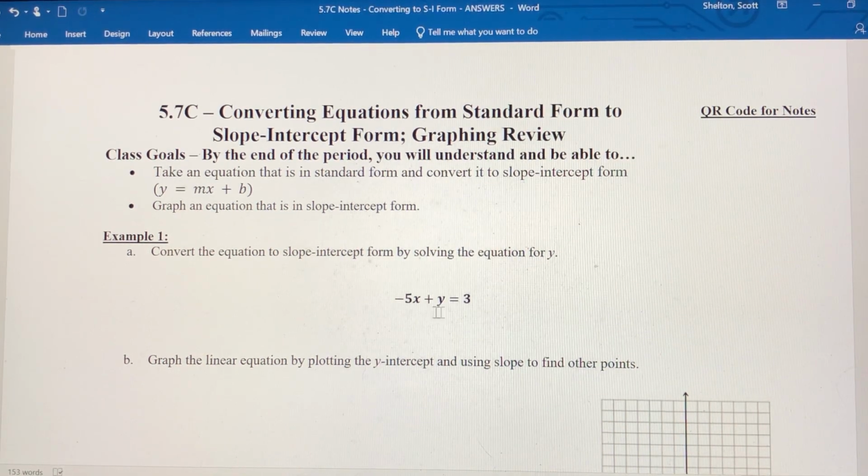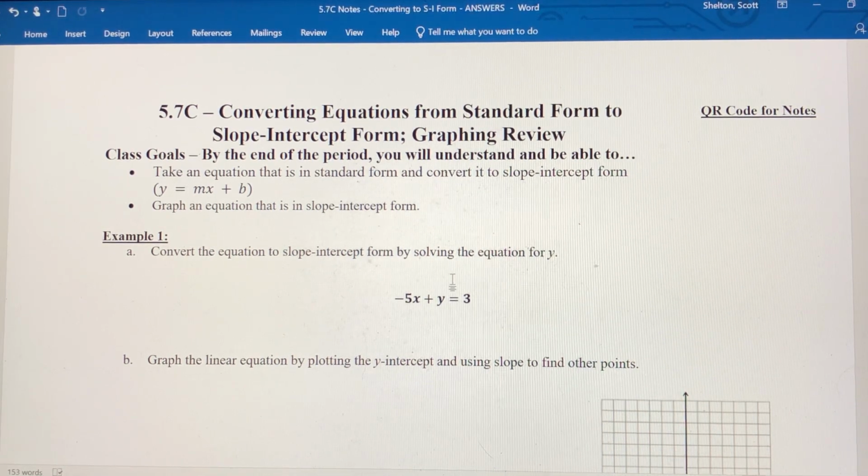So we've got an equation here that's considered to be in standard form: negative 5x plus y equals 3. And we want to write that in slope-intercept form, which is y equals mx plus b. That's important for quite a few reasons, but the main thing is we want to be able to pull the slope directly from the equation once we've written it in the correct form. We can also pull the y-intercept from that equation, and we can graph more easily.